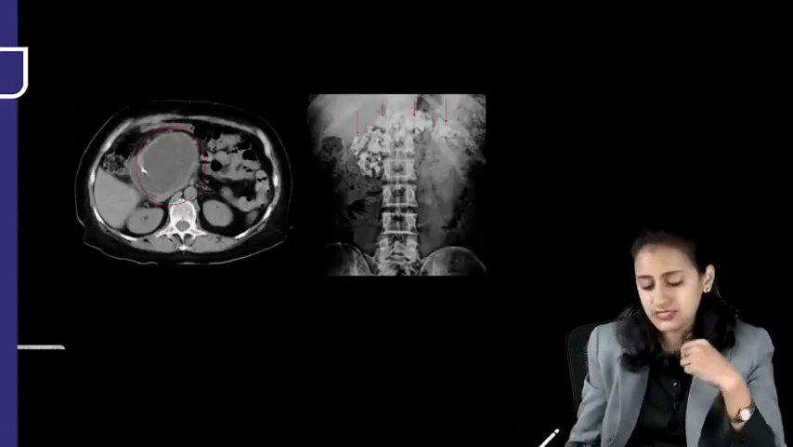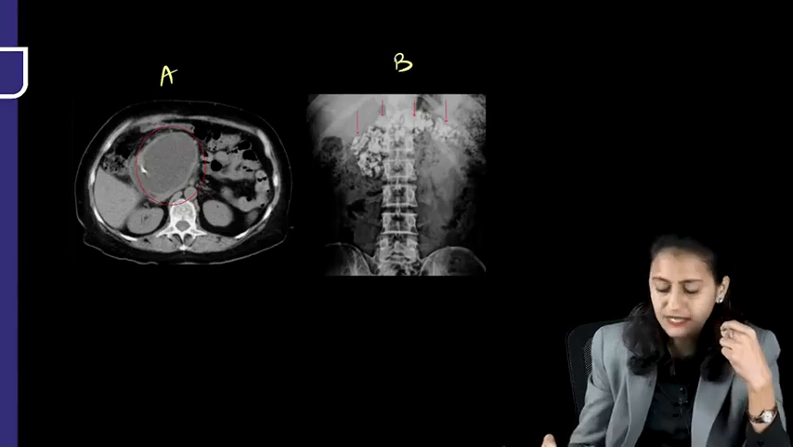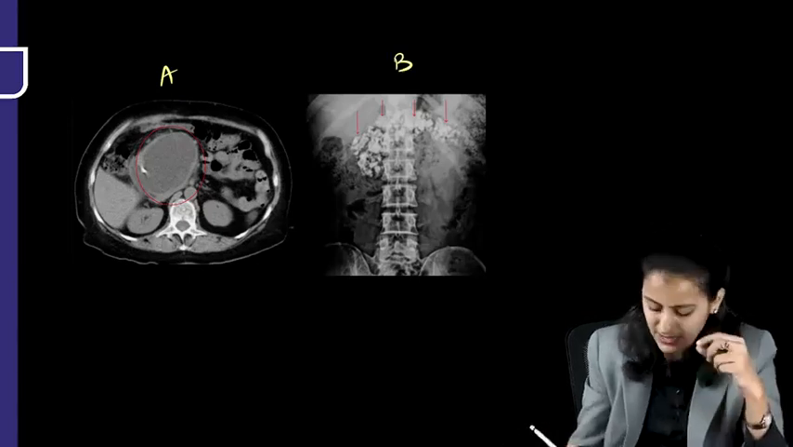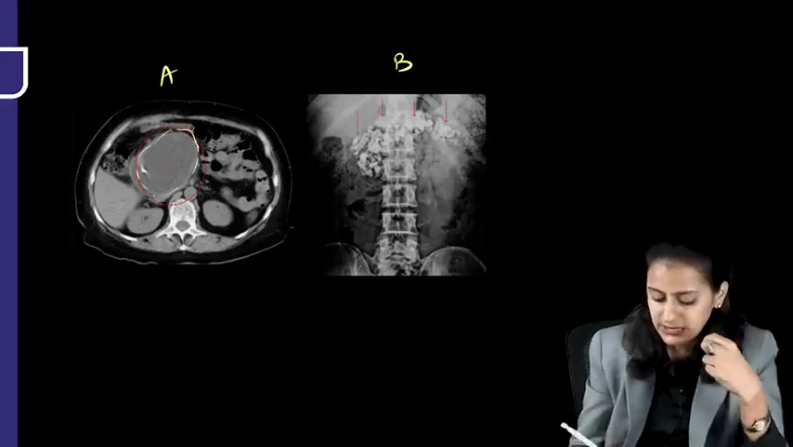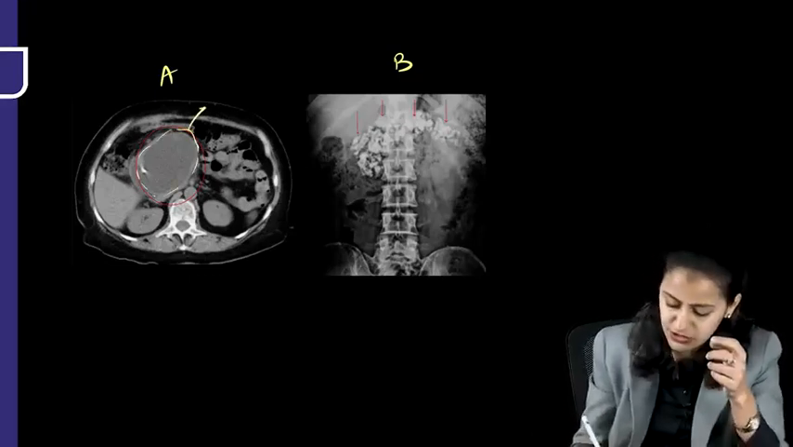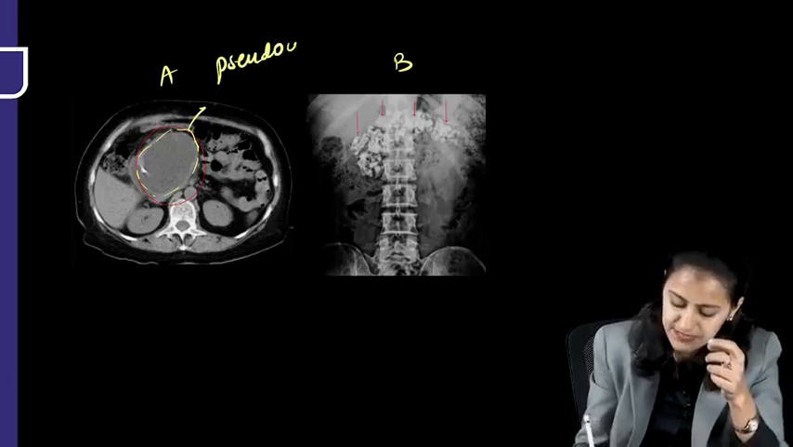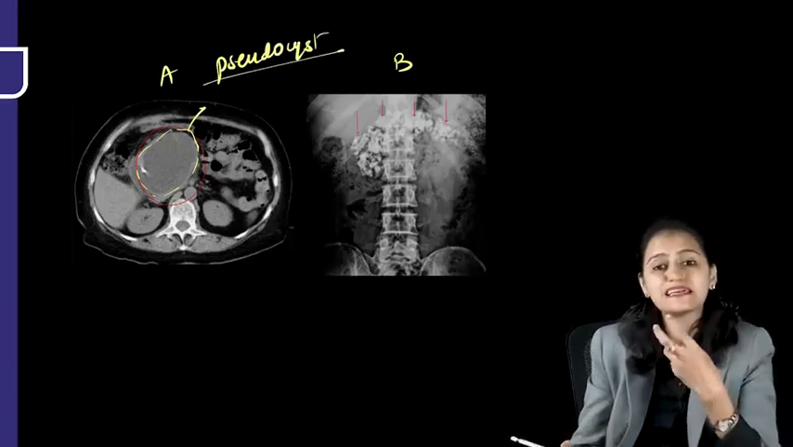Next one, coming to this image here, image A and image B. Both of them frequently asked. So what do we see here? This is a fluid density lesion here. This is suggestive of pseudocyst. This is the pseudocyst of the pancreas.